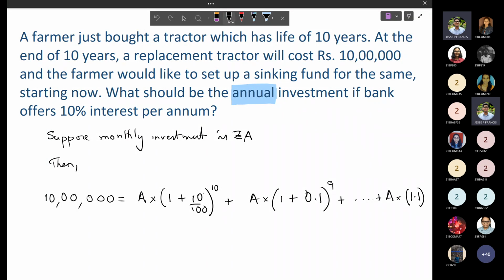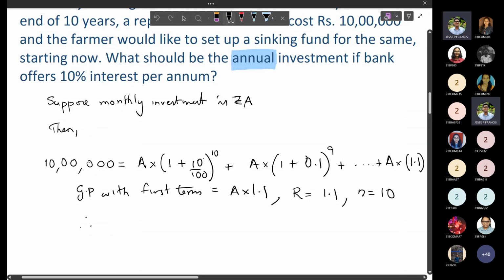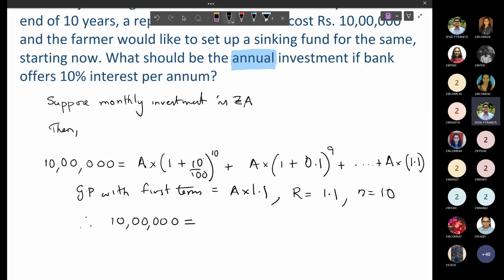Now this is a GP with first term equal to A into 1.1. The rate at which it is changing, sorry, the ratio is 1.1. And the number of terms you're considering is 10. Therefore, we have 10 lakh equal to, can you calculate and post the answer in the chat box?